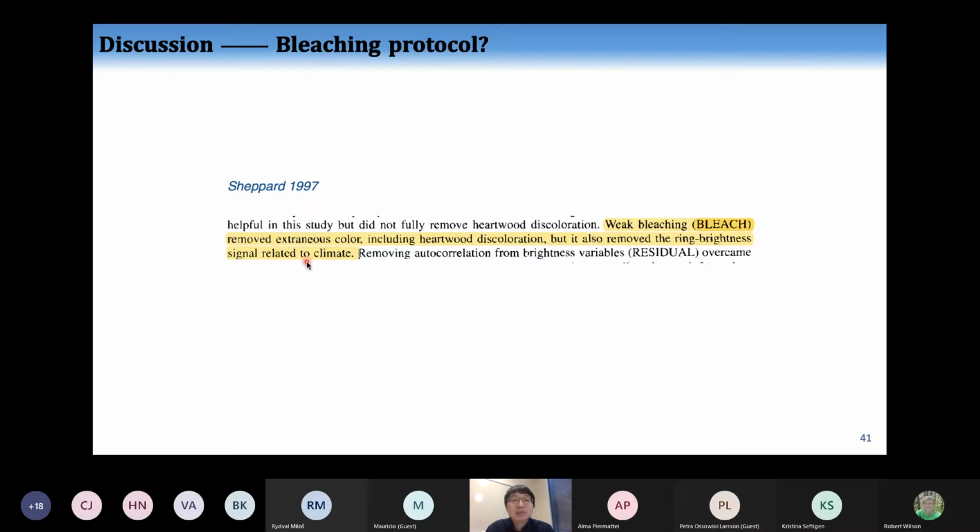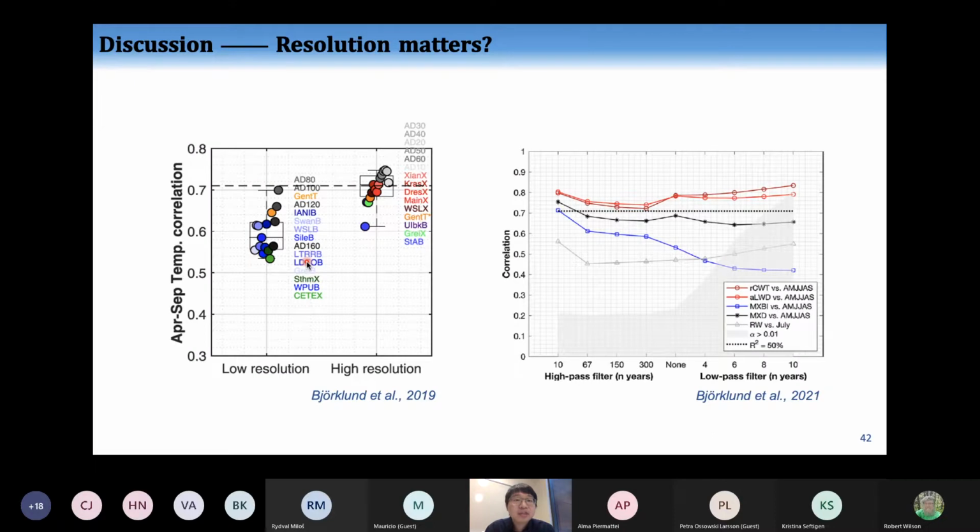So I think the bleaching protocol should be used with caution. And my third topic is about measurement resolution, because in recent years, more and more researchers started to realize that the low measurement resolution has become a major limit for the blue intensity method. In the paper of Jesper in 2019, he had already found that temperature sensitivity of lateral blue intensity data are generally lower than those in the parameters measured using higher resolution systems such as X-ray density or anatomic density.